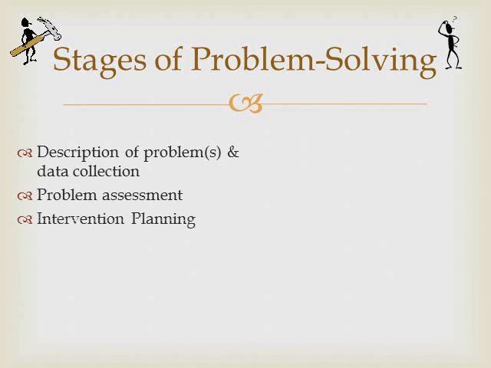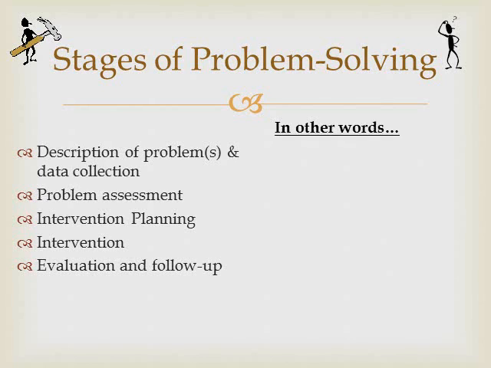And then after the problem has been described, data is collected, and the problem has been assessed, you would figure out a way to intervene. What would be an intervention that would take place for this problem? You plan that, and then you implement the intervention itself, whether it's going to counseling or going to group counseling or certain actions that the client would take. And then you would evaluate the progress of the client and follow up and see how things were going later.